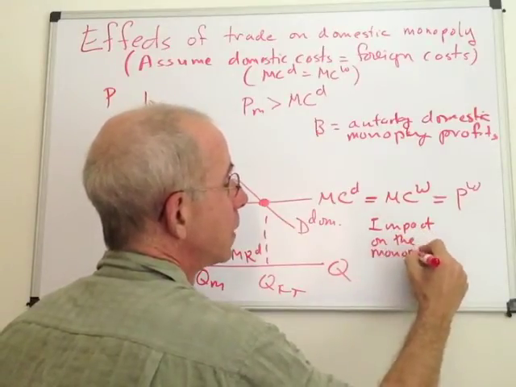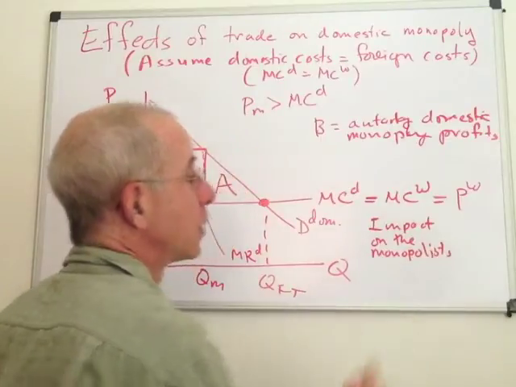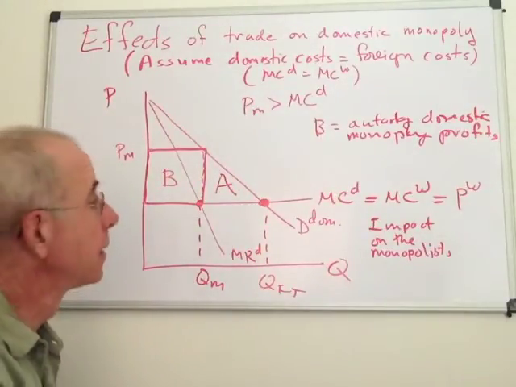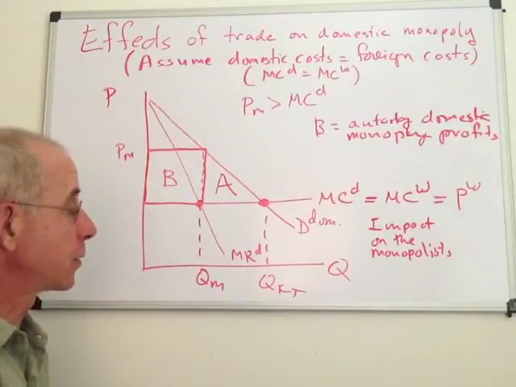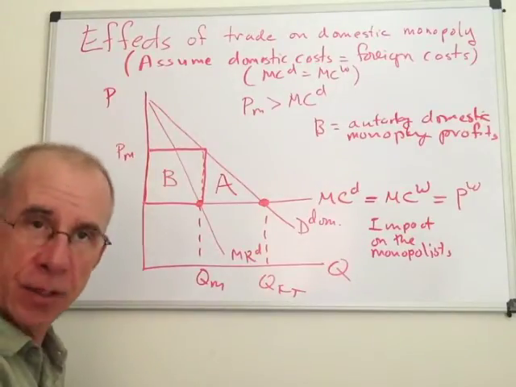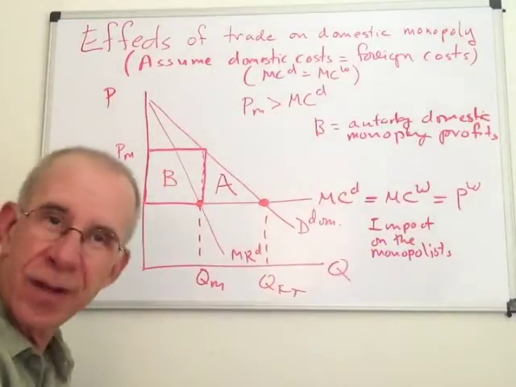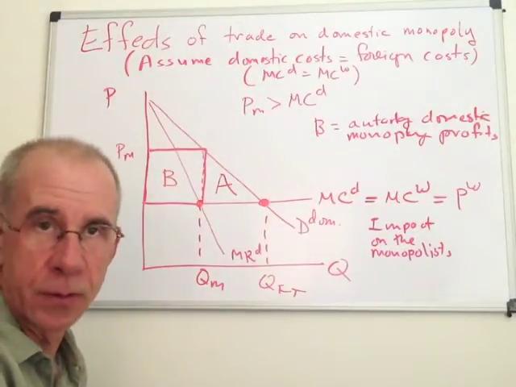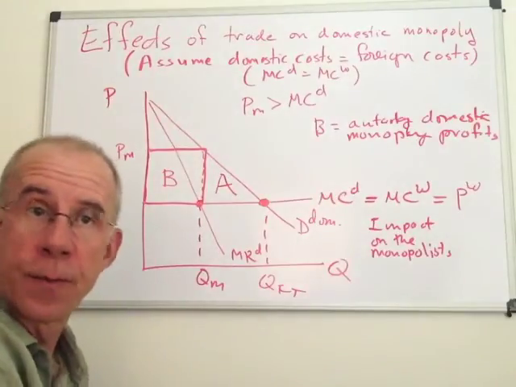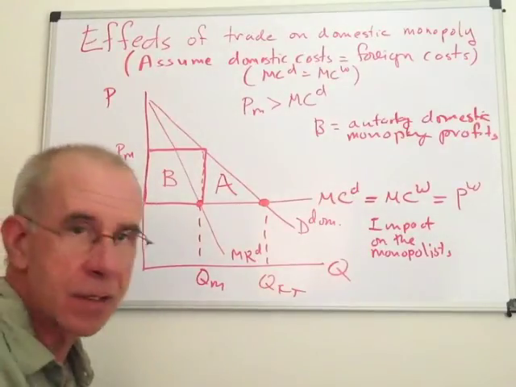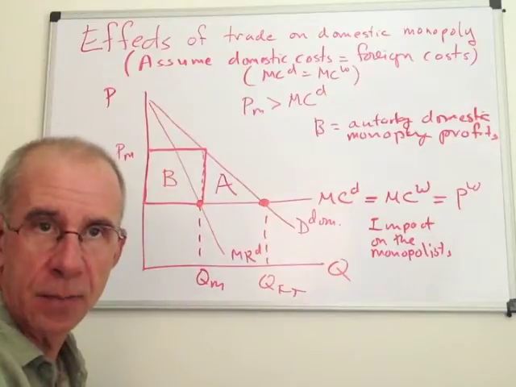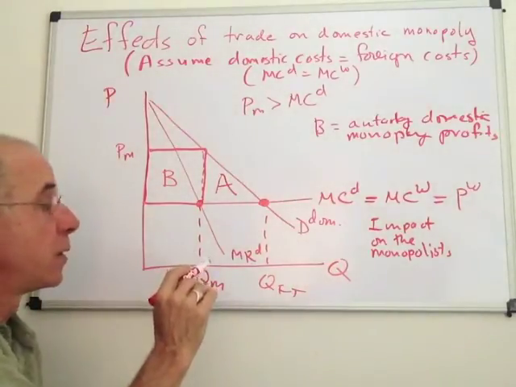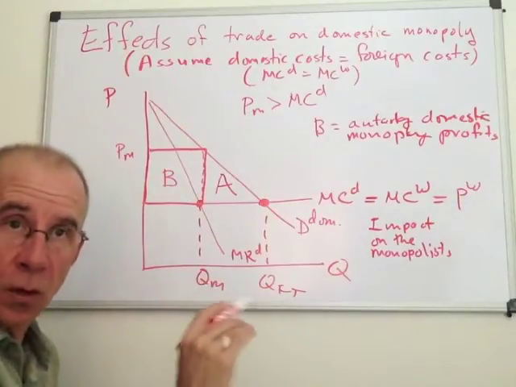So this is a situation where the domestic firm can no longer charge a price higher than the international price. Now this gets a little bit tricky because if the costs are the same, we really don't know how much the domestic firm will produce. We don't know how much will be imported in the end because they're charging the same price. But what we do know is that whatever the profits were are going to be gone.